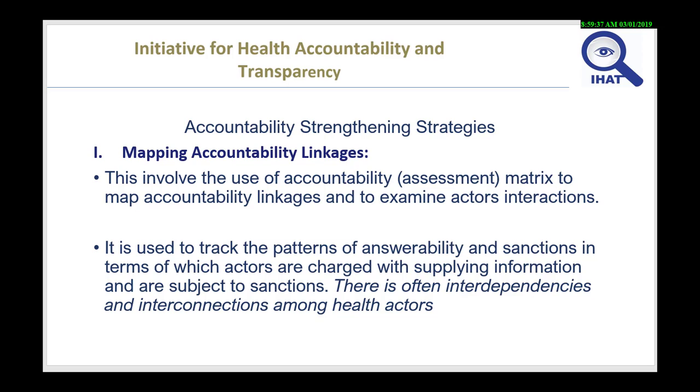Now, looking at accountability strengthening strategies, there are 3 categories of strategies. The first one is mapping accountability linkages in organizations. And this involves the use of an accountability matrix, which is an assessment tool to mark accountability linkages and to examine how the actors interact. There are often interdependencies and interconnections among accountability actors in the health system. Therefore, this matrix is used to track the patterns of answerability and sanctions in terms of which actors are charged with supplying information and are subject to sanctions.